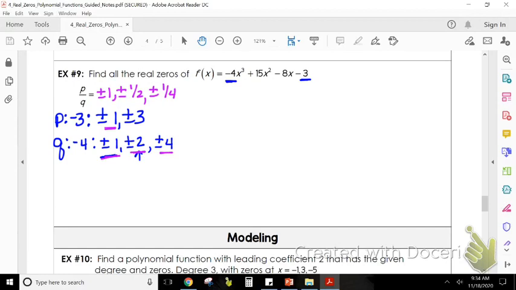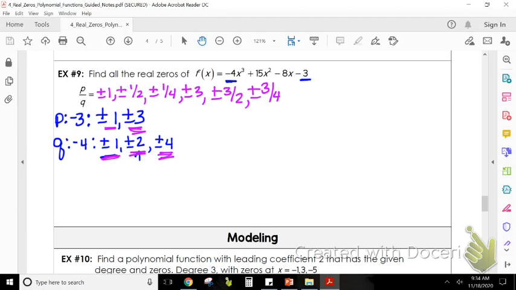Then I'm going to take my 3 and put it over all of my Q's. So 3 over 1, 3 over 2. Now remember, if any of these repeat, if I already got them written down, I'm not going to write them a second time. And then 3 over the 4. None of these did repeat, but if they did, I would only write them one time. You don't want your list to be any bigger than it has to be. All right, so there's my possible ones.